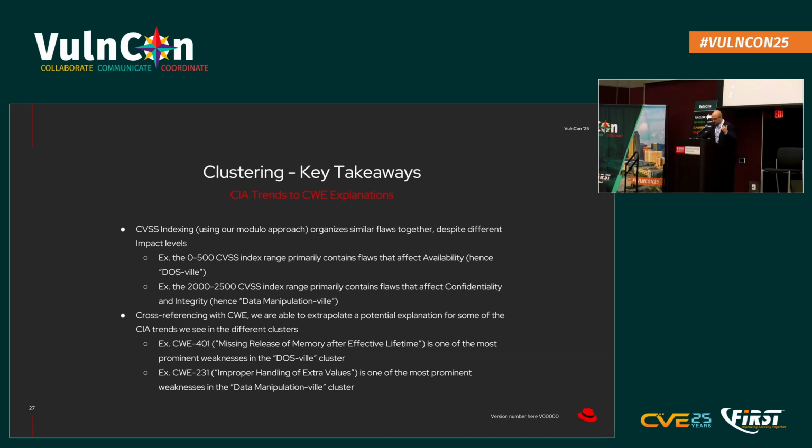Similarly, in that 2000 to 2500 range, what we call data manipulationville, the primary thing that we saw there was improper handling of extra values. That kind of weakness ties into things like buffer overflows, out of bounds reads and writes, the things that can get you to remote code execution, RCE, writing over memory, essentially things that compromise CI in a significant manner.